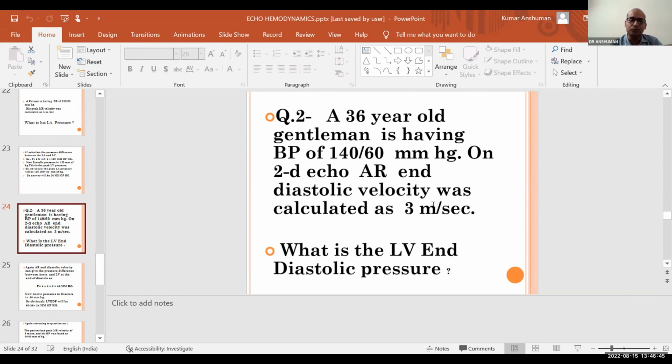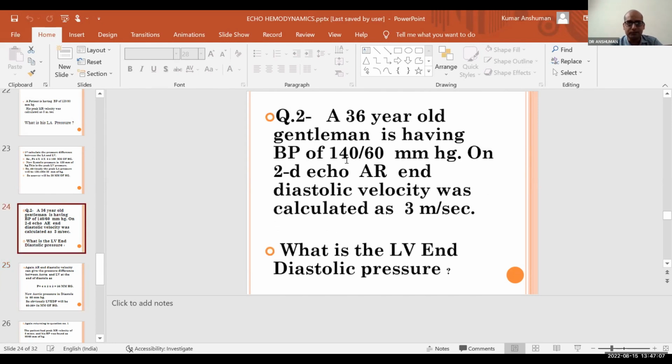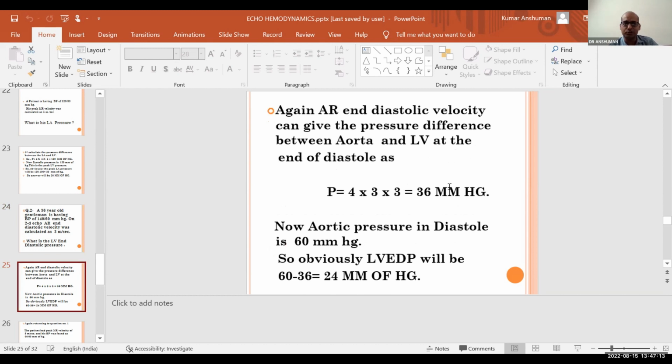If you calculate 4V square taking 3, you will get the end diastolic pressure difference between the LV and aorta. So the pressure difference will be 4V square, 36. Now the diastolic pressure is the pressure in the aorta in the diastole. So that is 60 millimeter Hg, because we know here the BP was 140 by 60. So diastole it was 60. You have a pressure difference in diastole of 36.